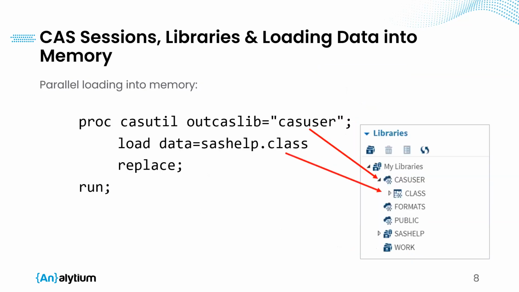Loading data into memory, into a table. You have a CAS session, you have some CASLibs set up, and you want to load some data. There are a few ways to do this. For SAS datasets, probably the most efficient is to use the LOAD statement in the CASUTIL procedure. This allows you to do parallel loading of a SAS dataset into a CASLib. Note that there's a REPLACE option in there, which allows you to overwrite an existing CAS table. And you can see within the libraries view that the CAS libraries are displayed slightly differently to normal SAS libraries, so you can distinguish them fairly easily, and that class is an in-memory table.